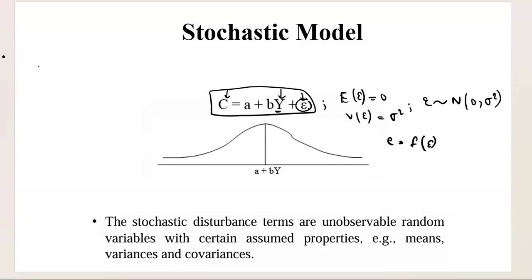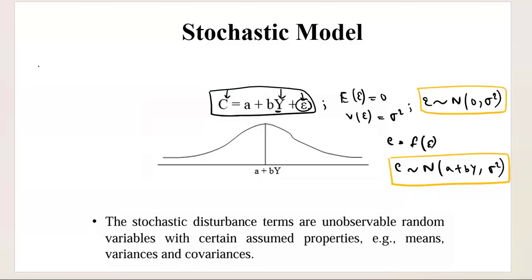C has a linear relationship with epsilon, so C also becomes random. So C will also follow a normal distribution, and the mean will be A plus BY, and the variance will be sigma square, right? For epsilon, the random term, we have assumed some properties. Depending on that, we will see our dependent variable C will also have certain properties depending on this random part.